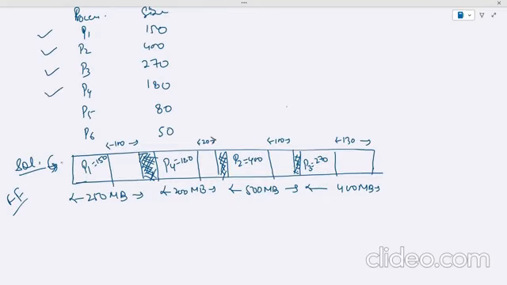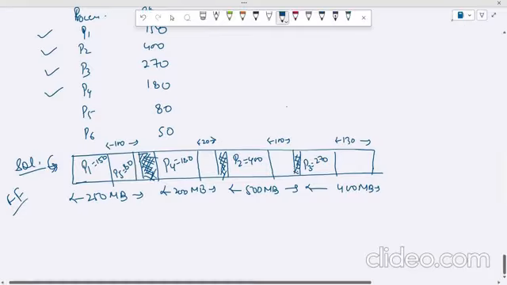P5, start from the beginning, 100 MB of space we have, P5 needs 80, so definitely P5 gets this, and 80 space is occupied. Now the space left is 20 MB. Okay, now P5 is also completed.